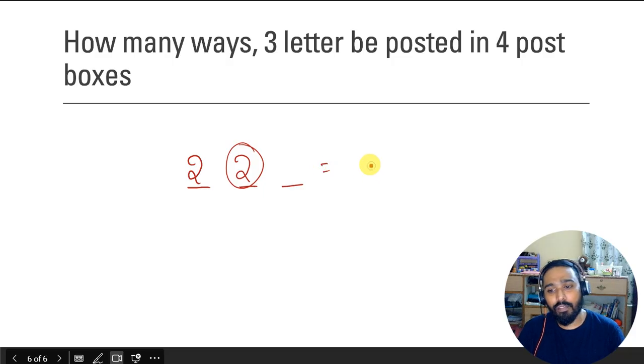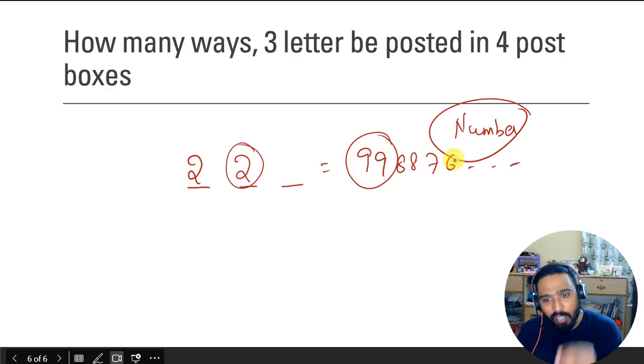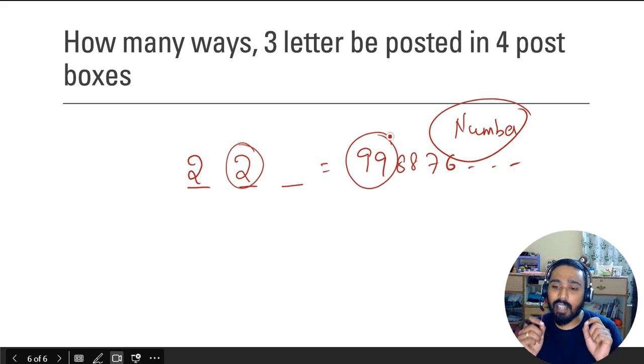That's why if you see your phone number, let's say it is 998876, something like that, repetition is happening here. So when it comes to numbers, numbers are naturally repeating. So it is not necessary that the exam or question says make a four-digit number and repetitions are allowed. Repetitions are naturally allowed in numbers, they don't need to say it.